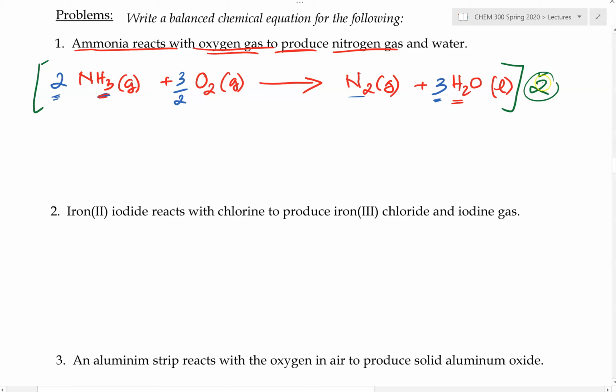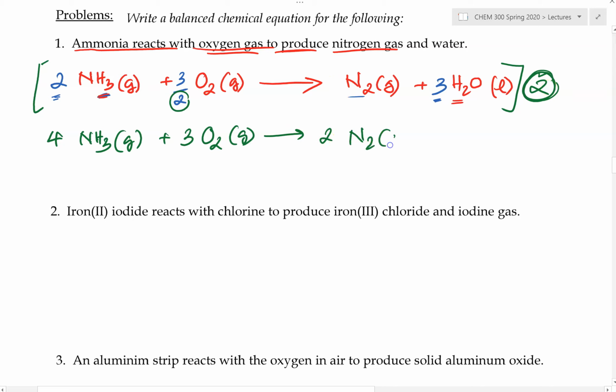So make sure we now distribute this 2 right here, or this is where we get that 2 from, to every substance in this chemical equation. That would then give us 4 ammonia. And now 3/2 multiplied by 2 is equal to 3 O2. And now there's 1 here. If there's nothing here, that means there is 1. 1 multiplied by 2 is equal to 2. So now 2 nitrogen. And 3 multiplied by 2, distribute this 2 to the 3 of water. That then gives us 6 water.